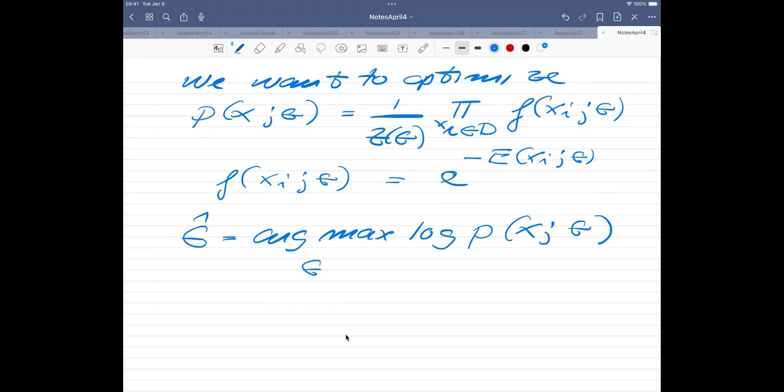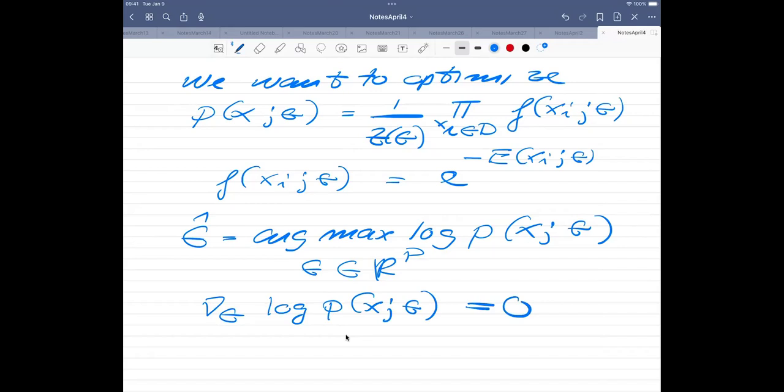For all the theta, which are now elements in this domain of theta values. And that means simply that we need the derivative of log of p of x of theta, and we want that one to be 0. So that's the optimization problem, which you would typically deal with in a standard Boltzmann machine.